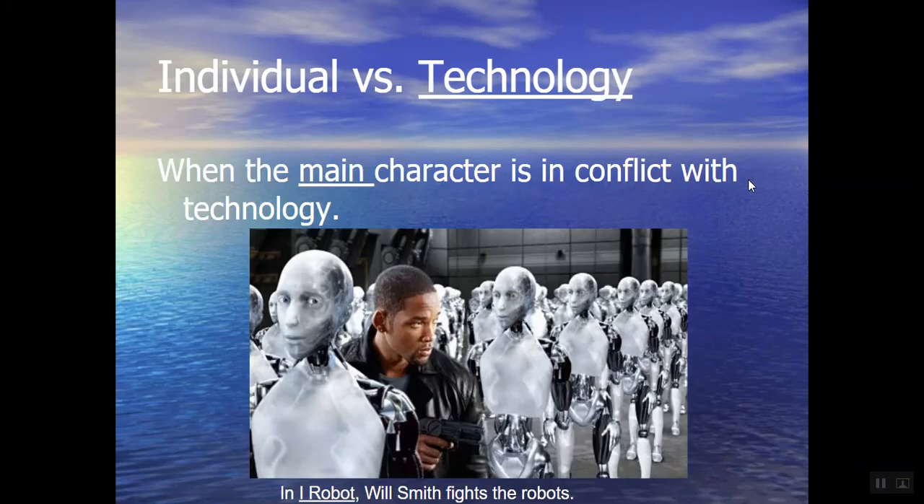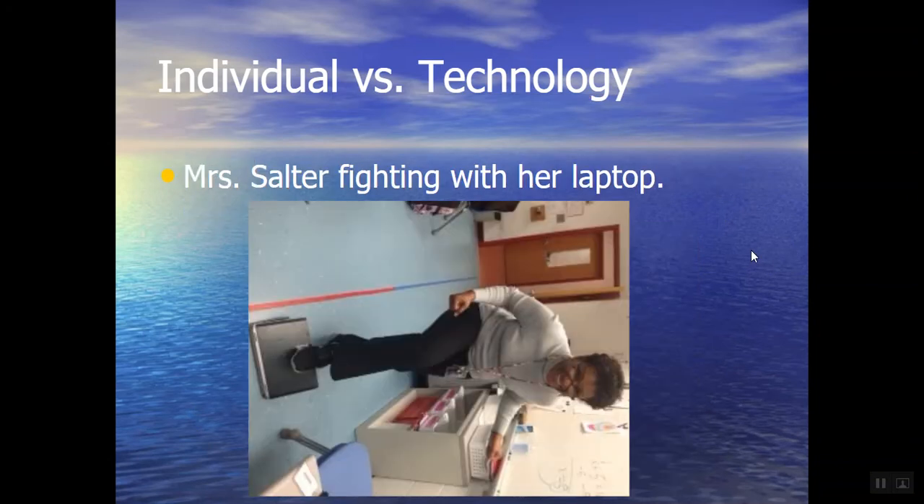Individual versus technology. This is when the main character is in conflict with technology. This is from I, Robot. Will Smith has to fight against the robots, so that's technology. Ms. Salter fighting with her laptop, right? If you're struggling with a computer, this is versus technology. So you might be battling technology too.